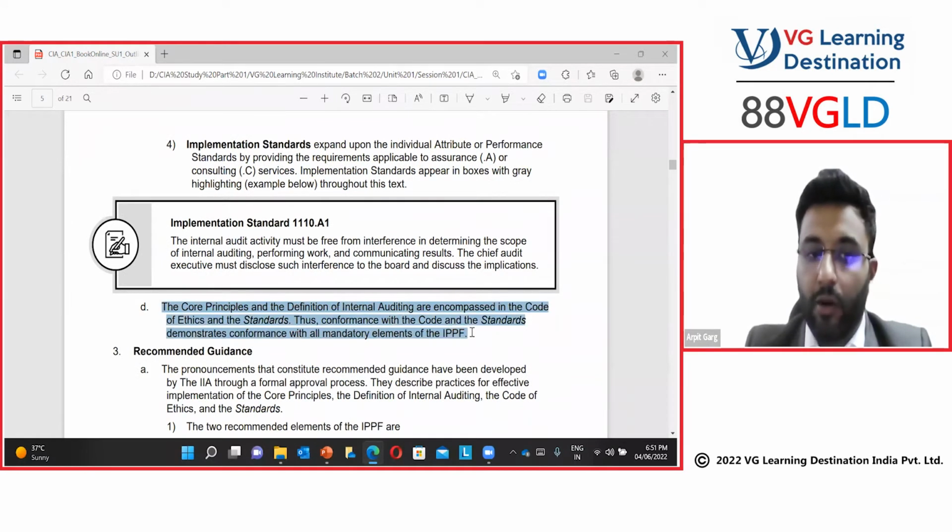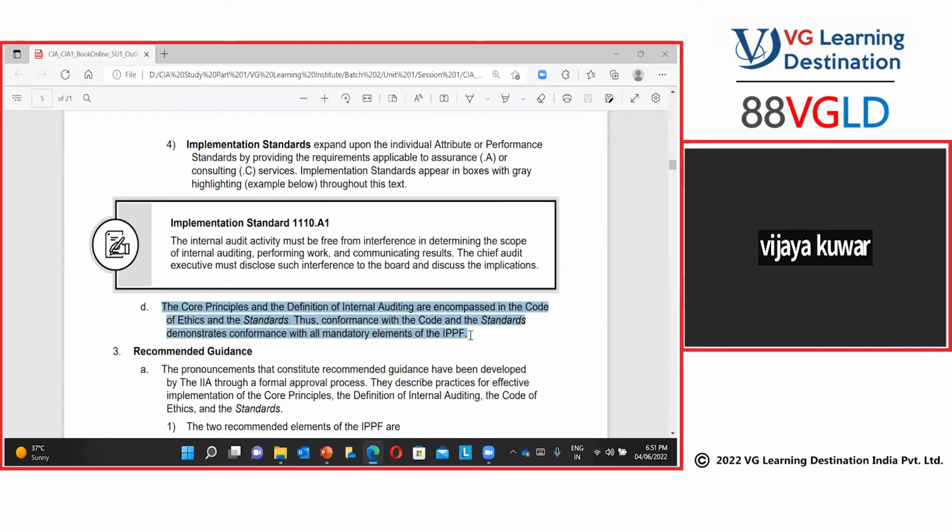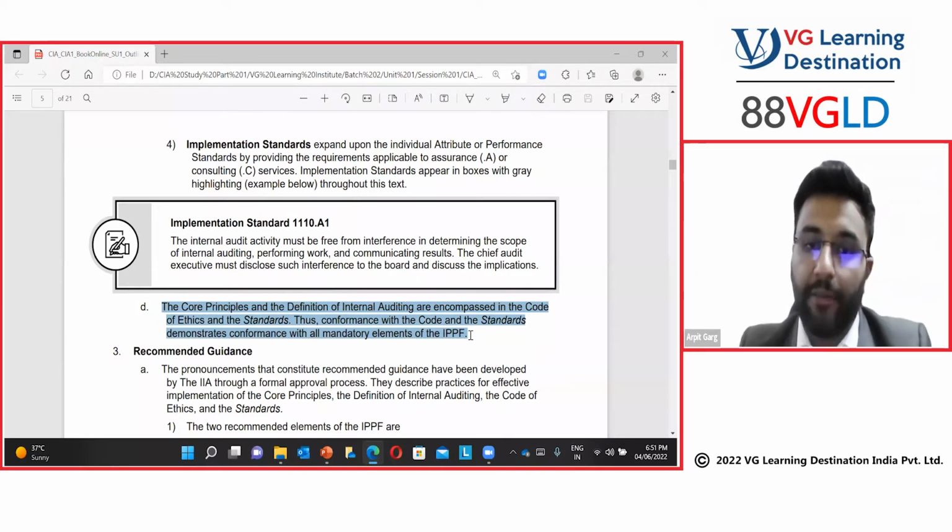Now, this is again important, something that we have covered. It says the core principles and the definition of internal auditing are encompassed in the Code of Ethics and Standards. Thus, conformance with the Code and the Standards demonstrates conformance with all mandatory elements of the IPPF framework. Did we cover this? Yes, we had covered this. This is again very, very important from an examination point of view.